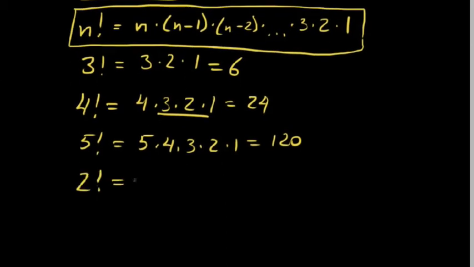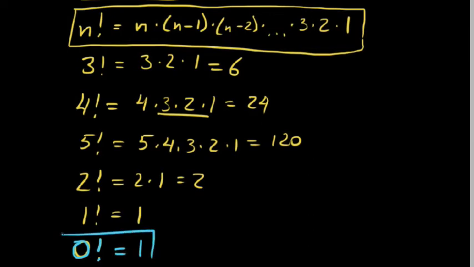2 factorial, however, 2 times 1 is just 2. What if we did 1 factorial? 1 factorial would just be 1. And very, very important that everybody remembers 0 factorial. By definition, we refer to 0 factorial as always being equal to 1.